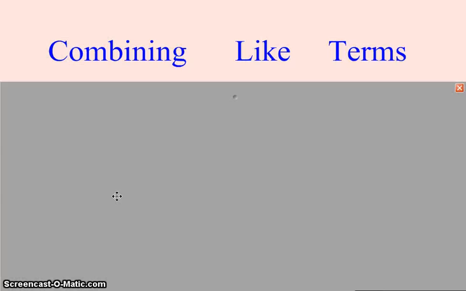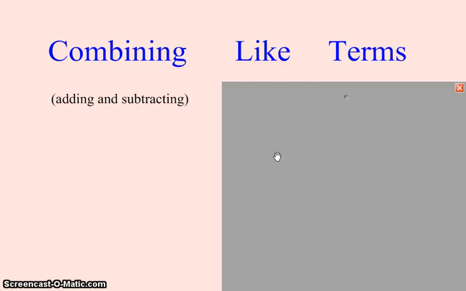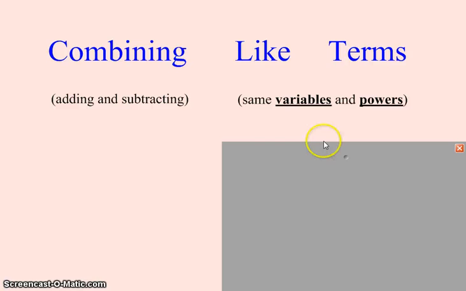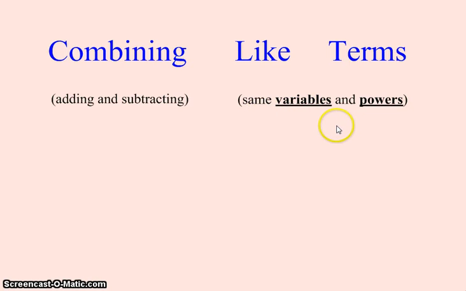Alright, this phrase, combining like terms. You've been using it for a while. What does it actually mean? Well, there's kind of two parts. There's the combining part, which means adding and subtracting. Combining is not the greatest word mathematical wise, but adding and subtracting is. So that's what it means, adding and subtracting. Now, like terms, you kind of have a feel for what that means, but let's define it. Like terms stands for terms that have the same variables and powers.